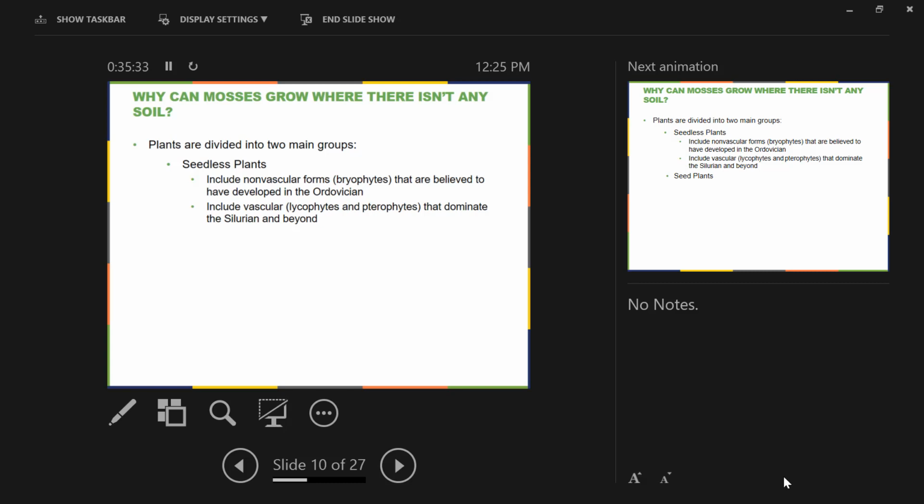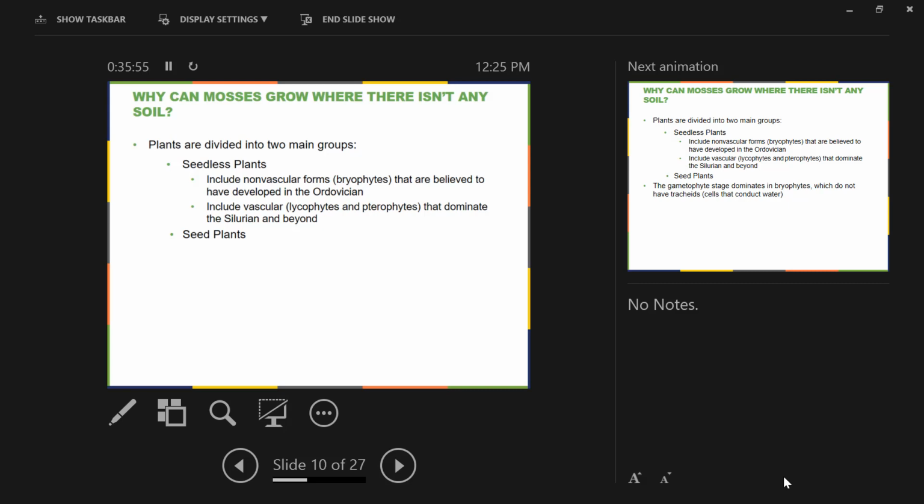Okay, seedless plants. What's the other group? Seed plants. Look at that. Not only are you critically thinking, but you're actually repeating what I already told you, right? There's so much excellence happening right now. Seed plants. Okay, so that's two groups that we can put our plants into.